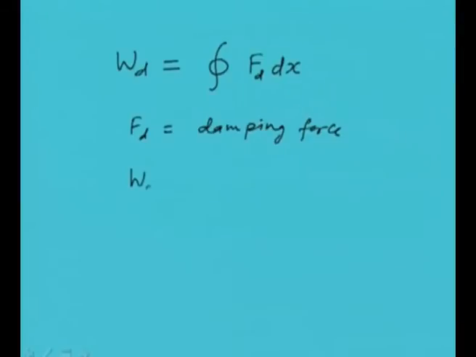So this particular dissipation of the energy can be expressed as the integration over a cycle of the damping force, or work done by the damping force, where Ft is the damping force and x is the displacement, and this is the energy lost per cycle.